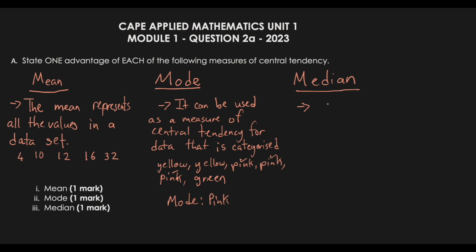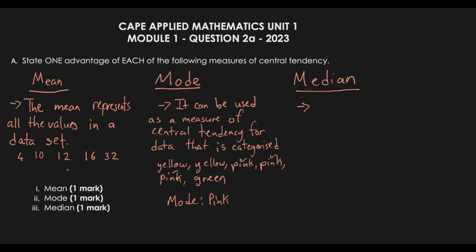Now the median. Remember, the median is when we organize numbers from lowest to highest. So if we organize numbers from lowest to highest, like in this case here, 4, 10, 12, 16, 32, we would pick the number that falls in the middle. If we are in a situation where there are 2 middle numbers, we find the mean of those 2, and that would represent our median.